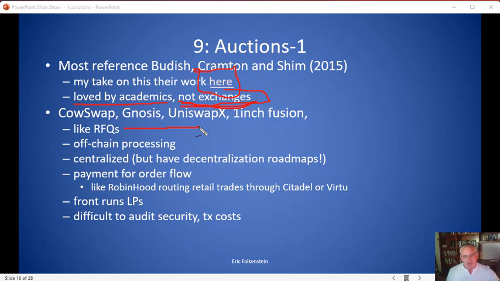And further, these auctions are centralized. They have decentralized roadmaps, but so does every L2, and I don't think those are very credible promises. It's very hard to audit the security and the actual transaction efficiency, because if they're sending these trades in off chain, then how are you going to know the timestamp? I haven't seen any good data on that, but I just think that this is just like RFQs. You're front running your own LPs. If anything, you're going to make them worse. It might be good for the traders. Nothing wrong with that, but it's not a solution to IL.